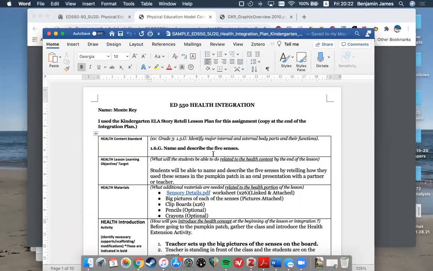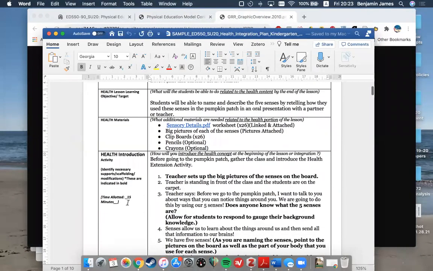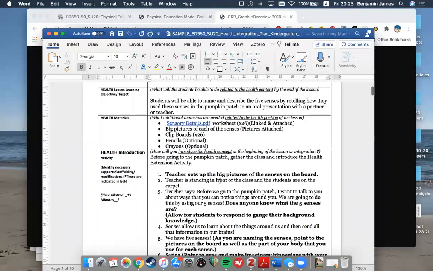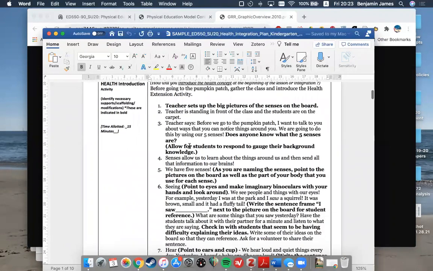As I talked about in the gradual release of responsibility, let's go back to that graphic here. It should start in the introduction with a very teacher-focused introducing, getting the students started thinking about the content, which is naming and describing the 5 senses here. So let's look at this teacher's introduction. We have big pictures of the senses on the board. There's a question that starts it: does anyone know what the 5 senses are? Really clear planning, clear information here as students give out information.